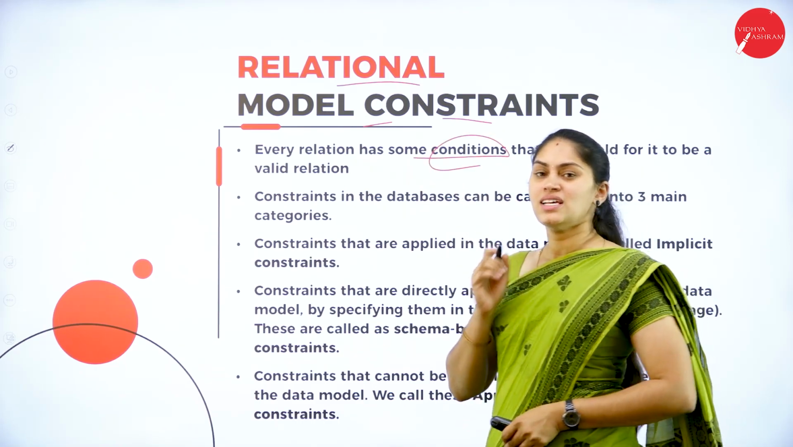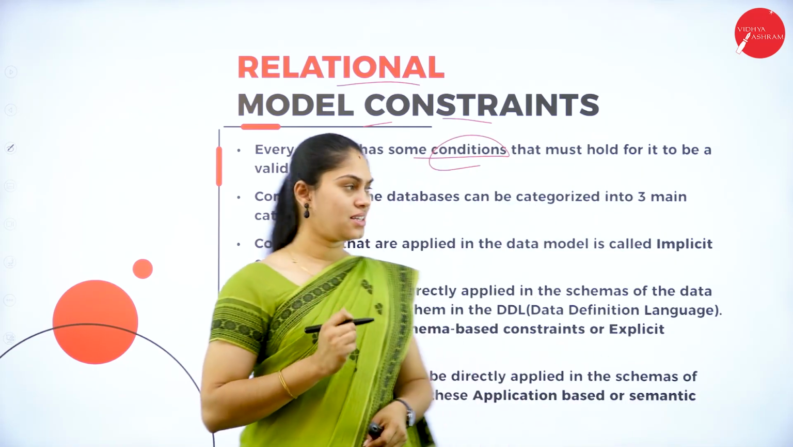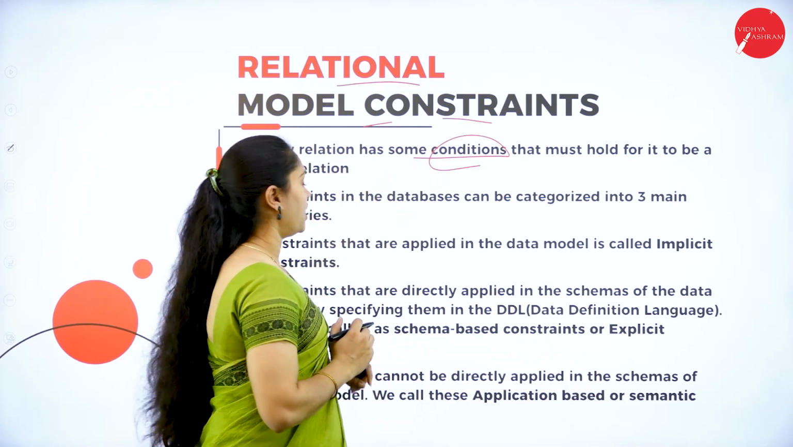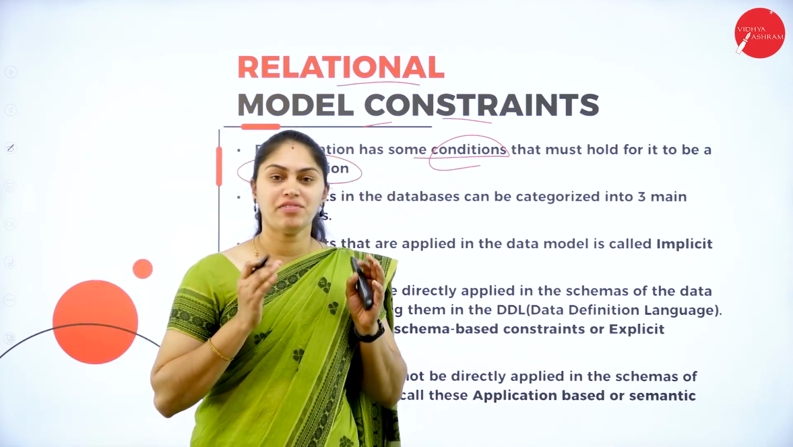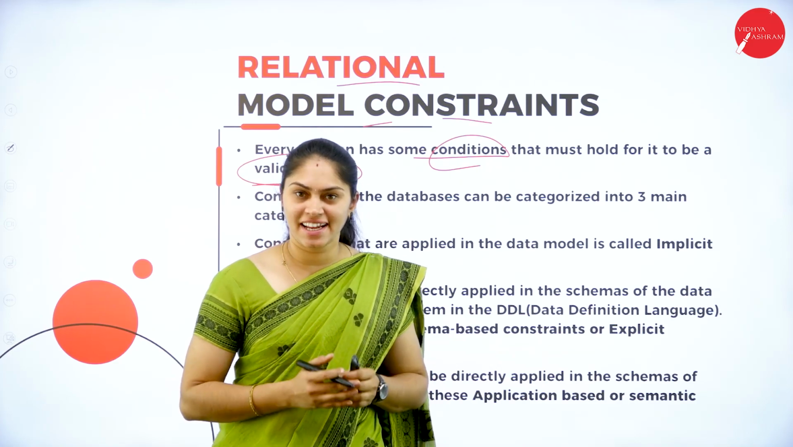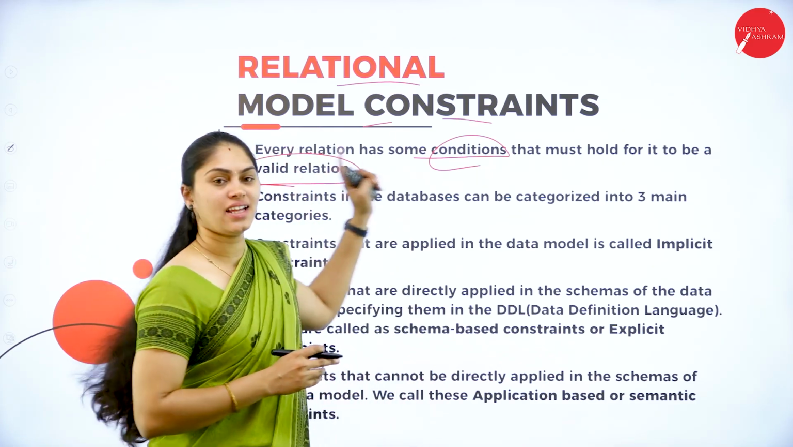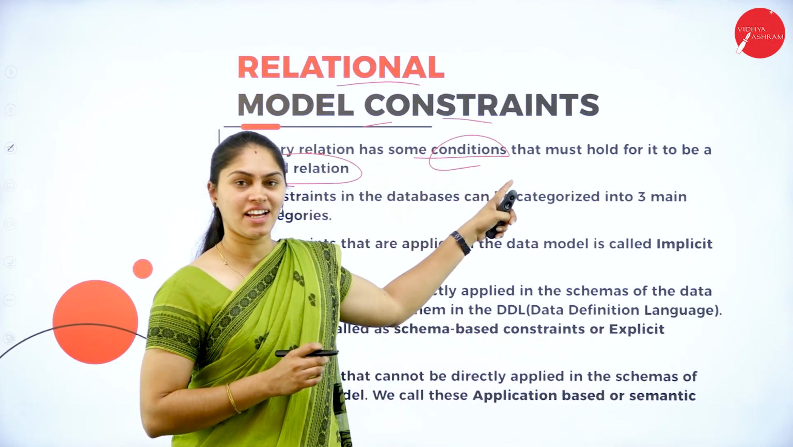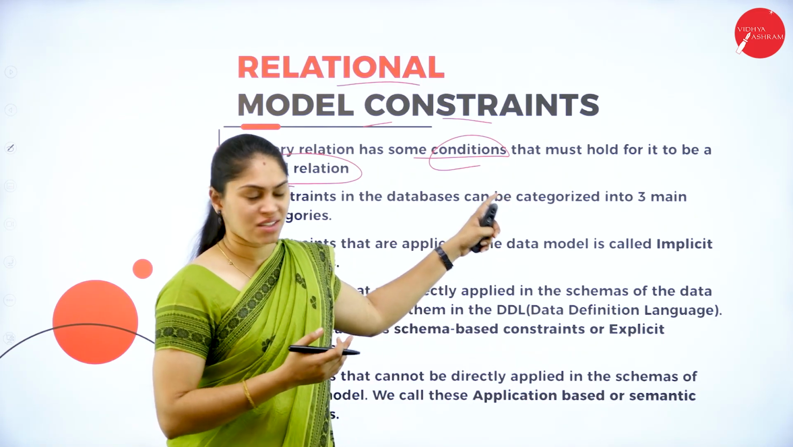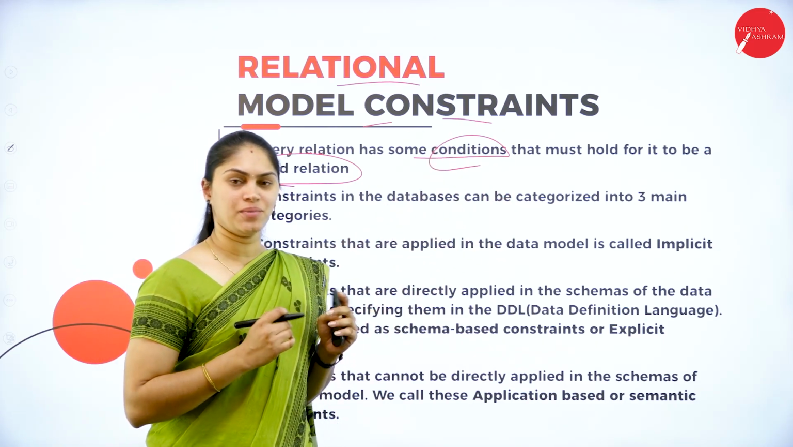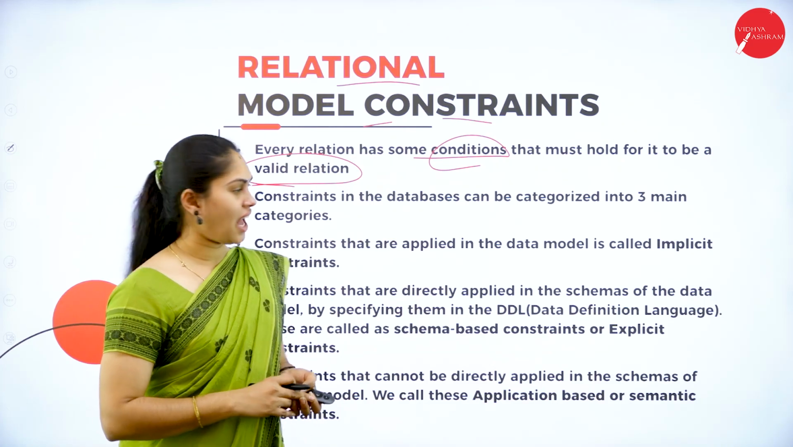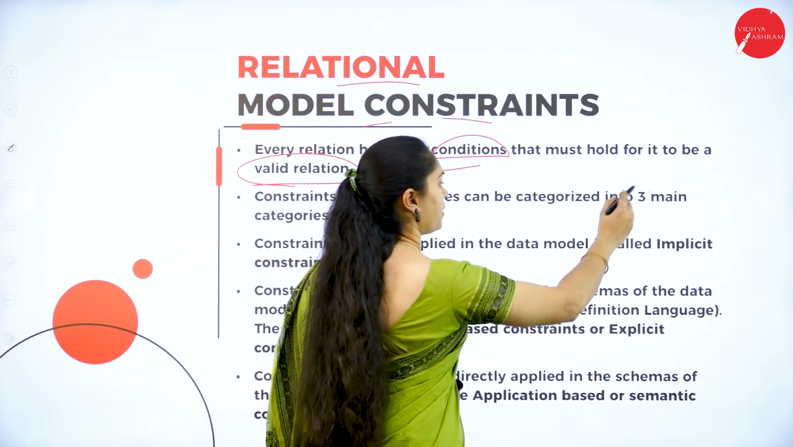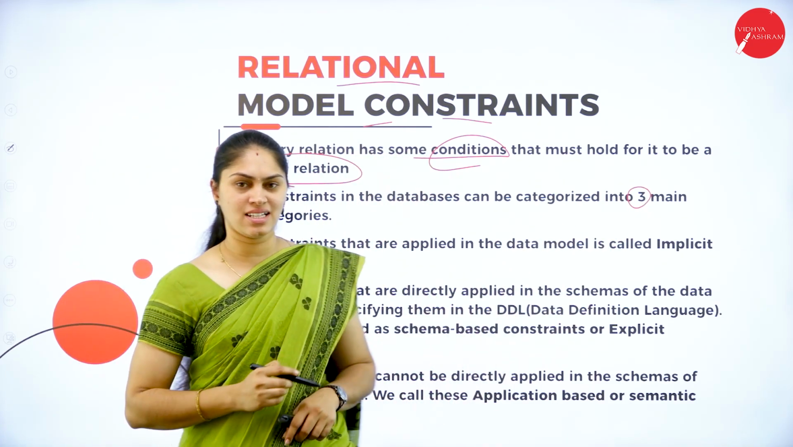We must put certain conditions or limits here that must hold for it to be a valid relation. If I want to consider any relation as a valid relation, then it has to hold certain conditions, which are specified as constraints here. Then what are the different categories we have in this constraint? It comprises three main categories.